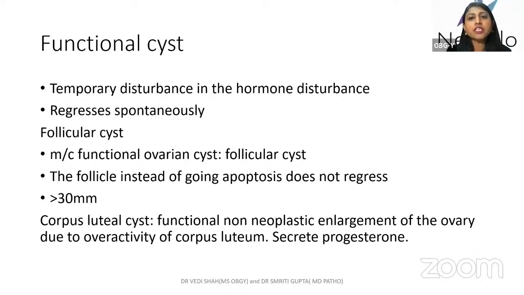The most common functional cyst is going to be the follicular cyst, and normally what happens during each menstrual cycle, the follicle is going to rupture, but instead of undergoing apoptosis, it does not regress and continues to grow further, and this is going to be more than 3 centimeter in size. Okay, so that forms the functional follicular cyst. Next we have the corpus luteum cyst, wherein functional non-neoplastic enlargement of the ovary takes place, because of the overactivity of the corpus luteum, which, as we all know, is responsible for secretion of progesterone. So that is going to form the corpus luteum cyst.